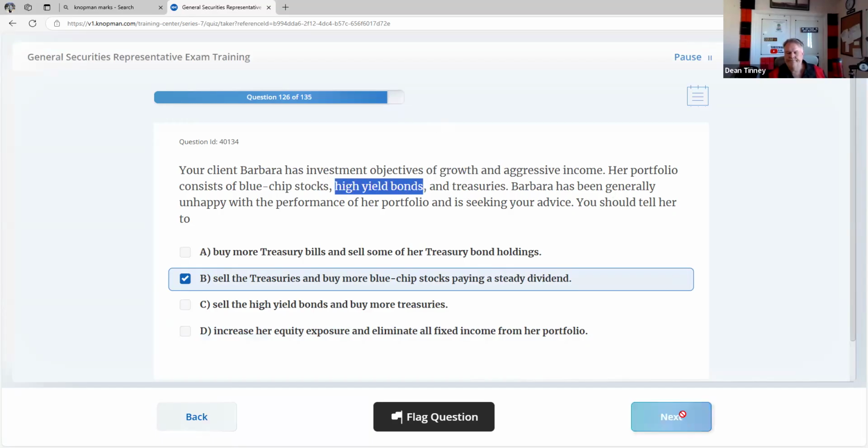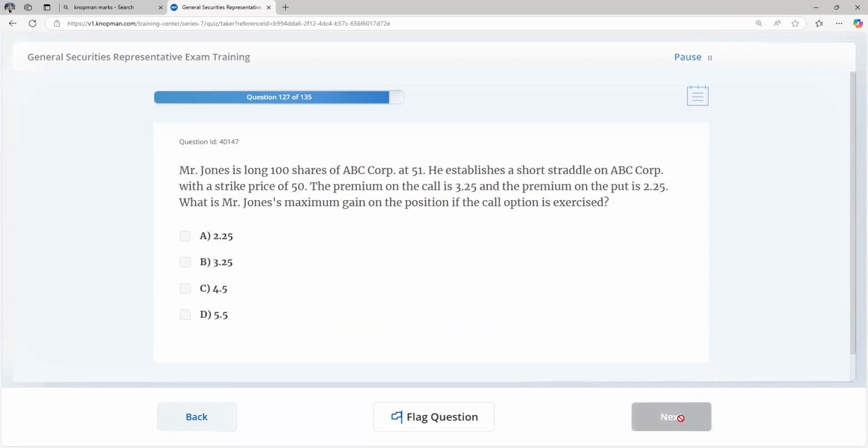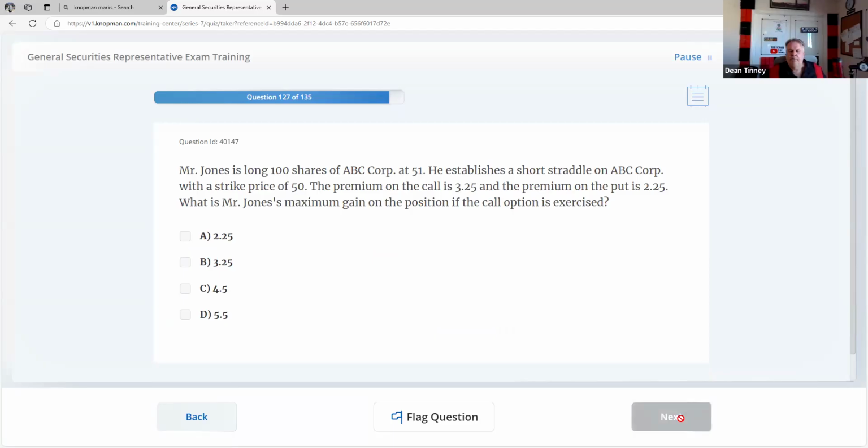So, yeah. Mr. Jones is long 100 shares of ABC at 51. He establishes a short straddle with a strike price of 50. The premium on the call is 3.25, and the premium on the put is 2.25. What is Mr. Jones' maximum gain on the position if the call option is exercised?